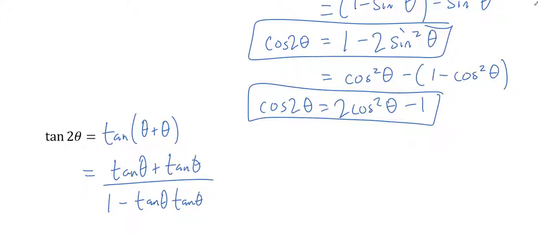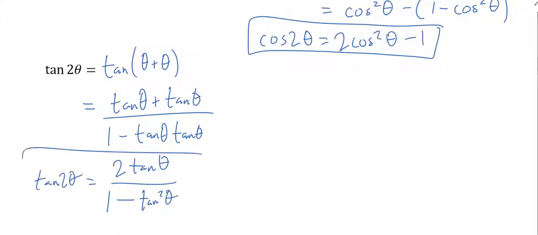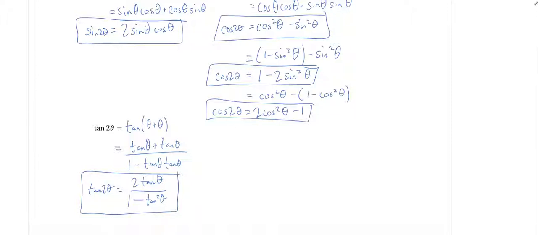Okay, so I got this far, just plugging into the formula, adding the 2 on top. This is like x plus x, which is 2x. So it's 2 tan theta over 1 minus, and x times x is x squared, so tan squared theta. And there's your formula. Okay, so 5 of them. We need to know them all as best as we can. Any questions about that?